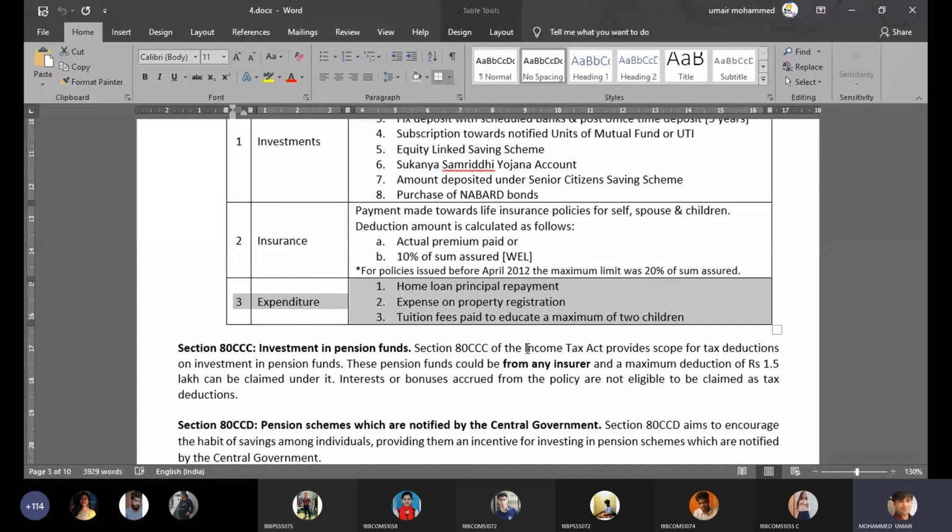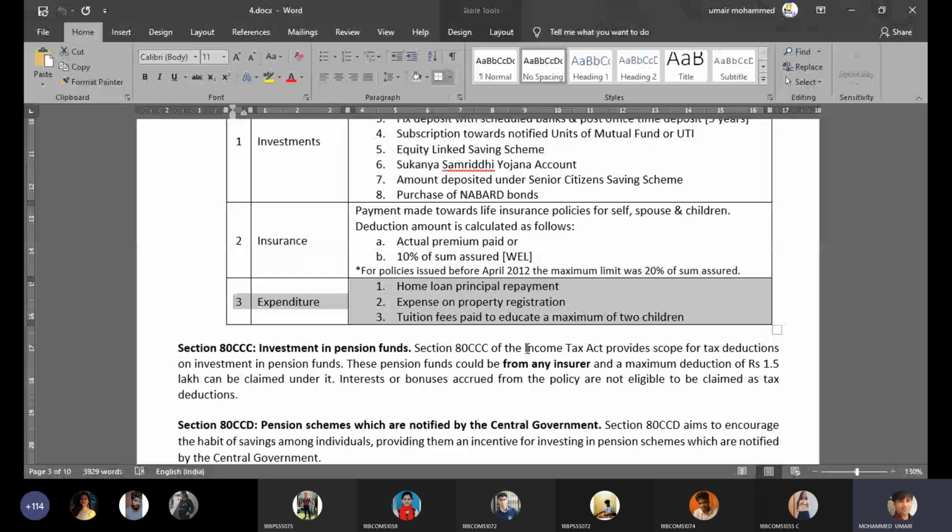Next is the expense incurred on property registration. When we say property registration, again, this is for the house. Any other property is not considered here. Third, tuition fee paid to educate a maximum of 2 children. So these are the expenses which are allowed as deduction under section 80C.